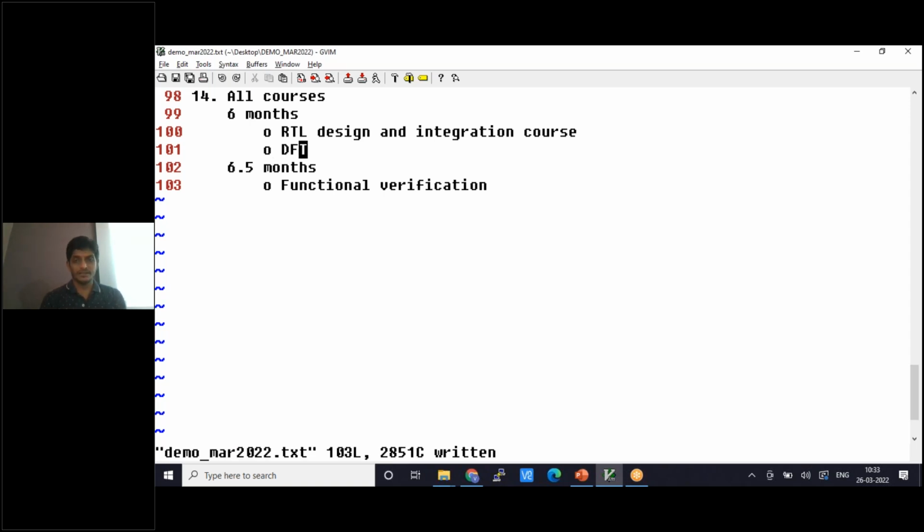Those who are interested in DFT training and have joined today's demo session, we will be having a dedicated DFT demo session afterwards. It will be at 3 p.m. today.